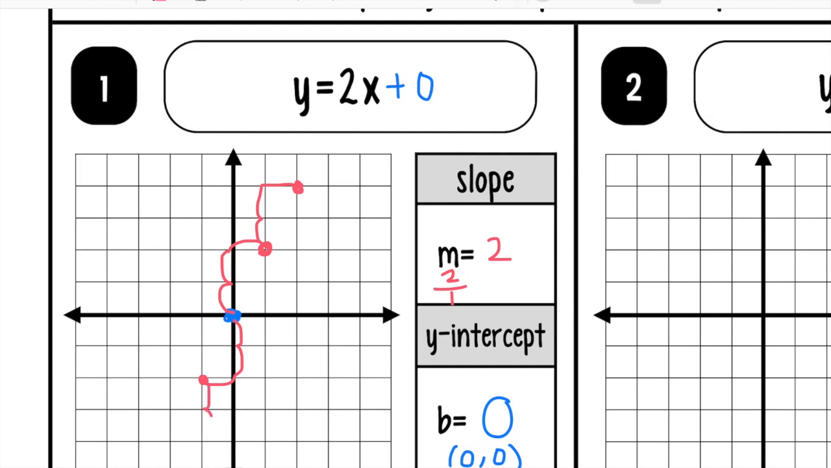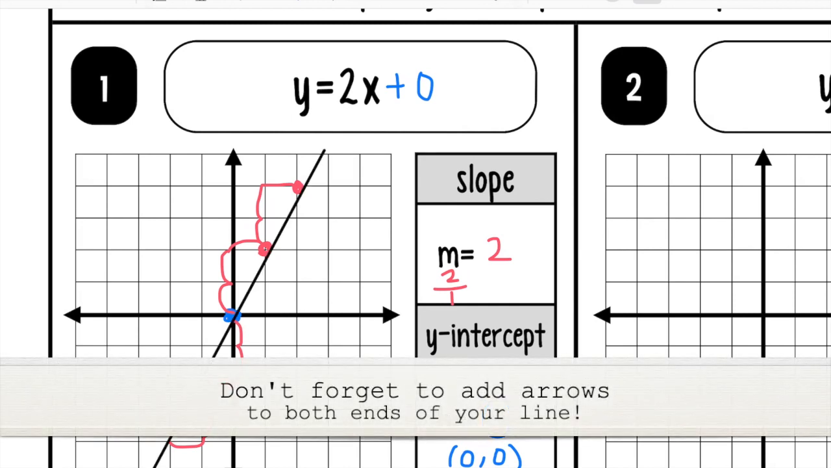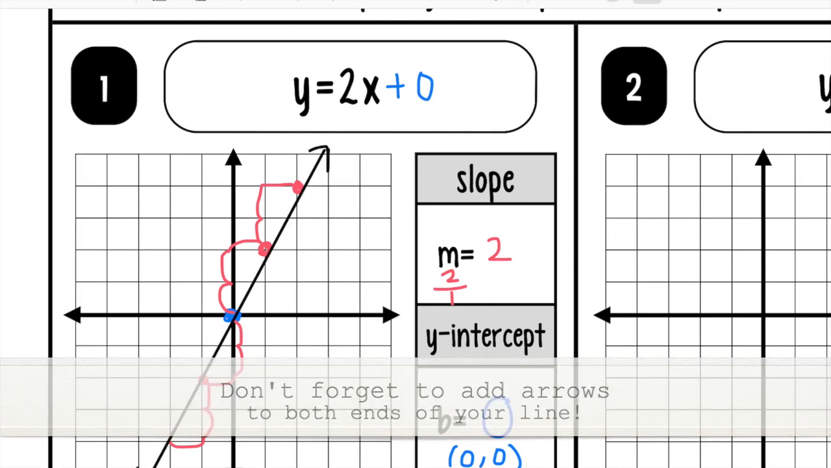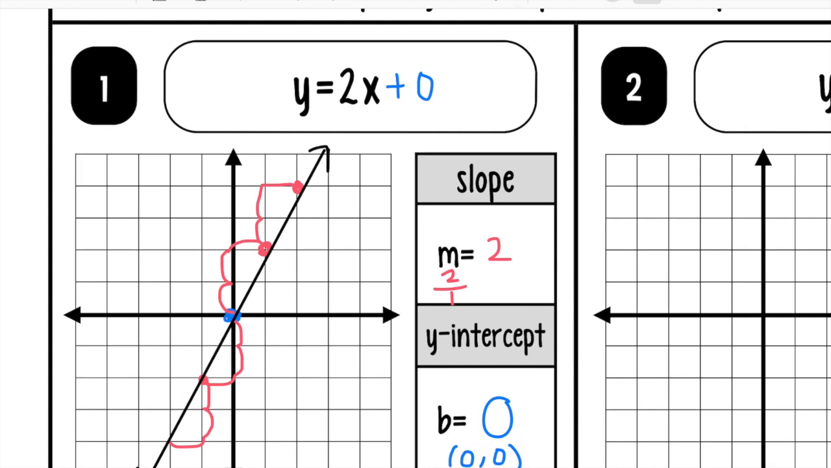You can double check that you have the correct y-intercept and the correct slope, and logically it just makes sense that we have a line that's going up from left to right because we have a positive slope, so our line should be increasing.